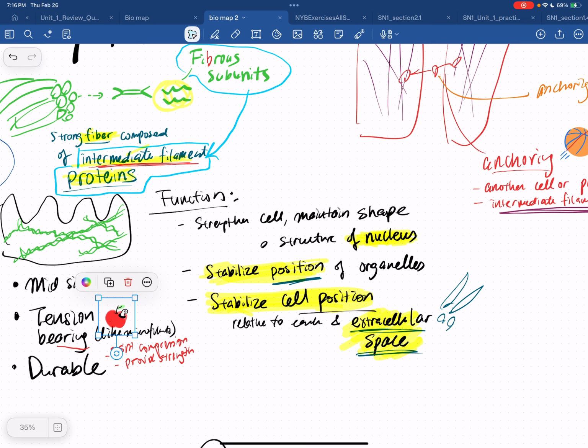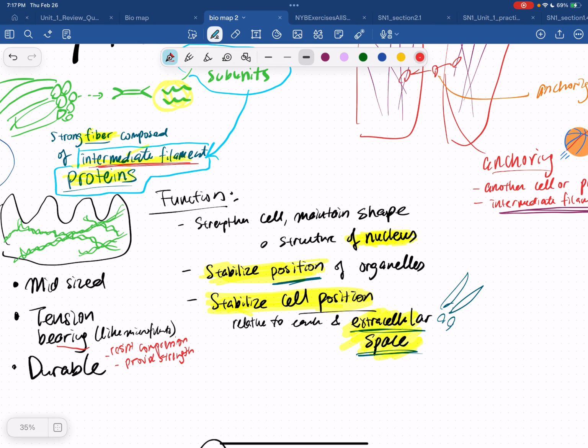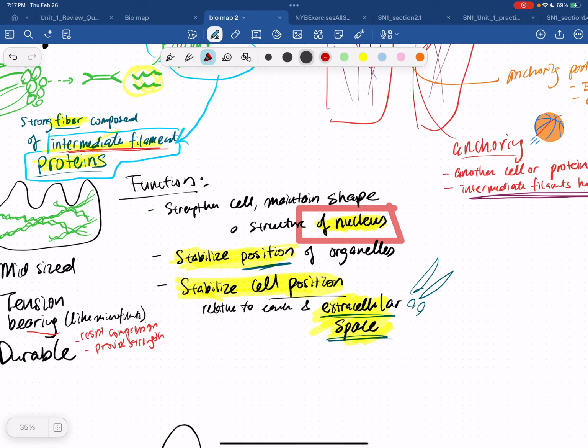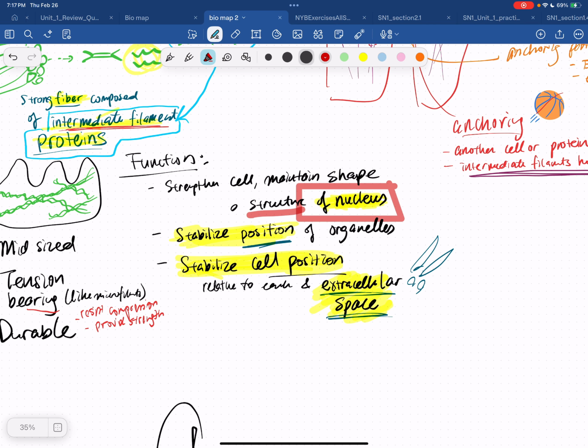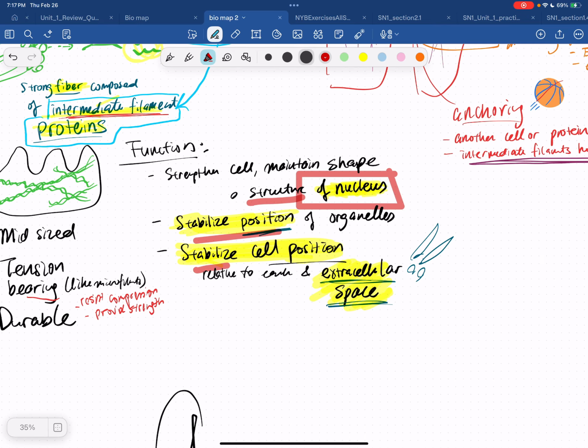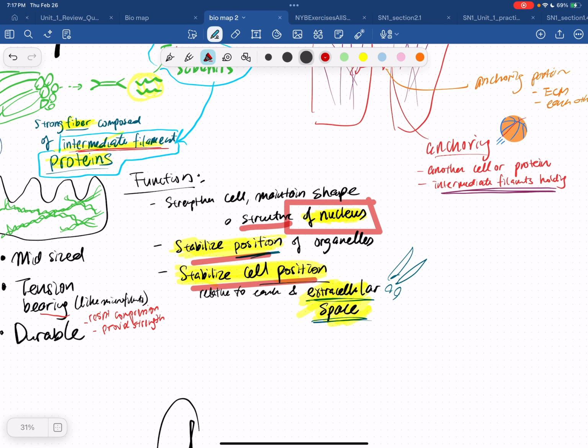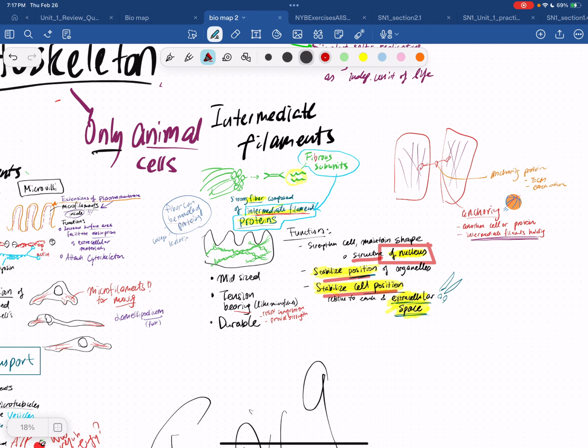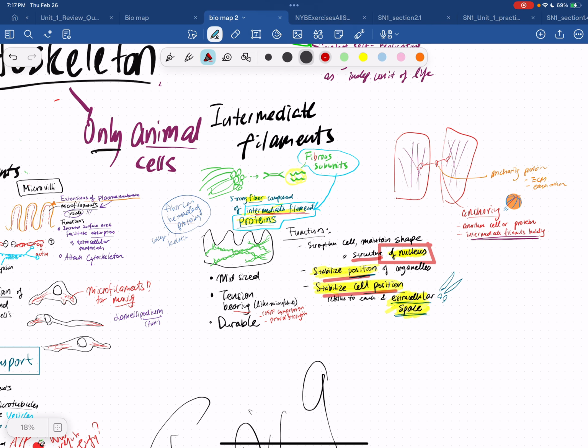They strengthen the cells, maintain the shape and structure of the nucleus. Remember that the structure of the nucleus is done by these intermediate filaments. They are holding the structure of the nucleus, stabilize positions of organelles, stabilize cell positions. So organelles and cells themselves. Intermediate filaments outside. So I think intermediate filaments are also in the cellular matrix.